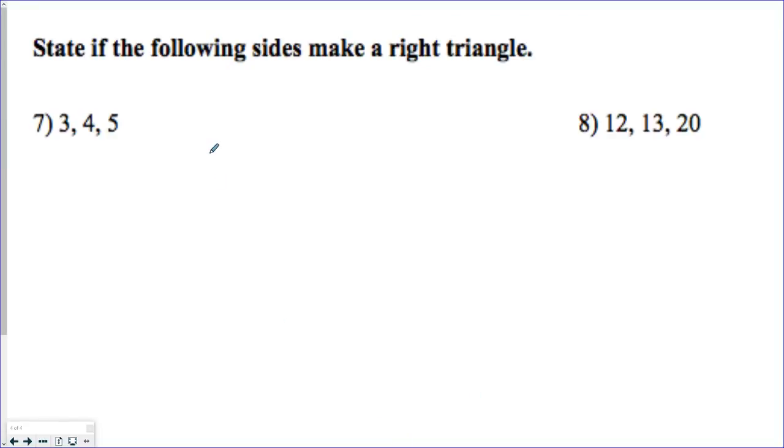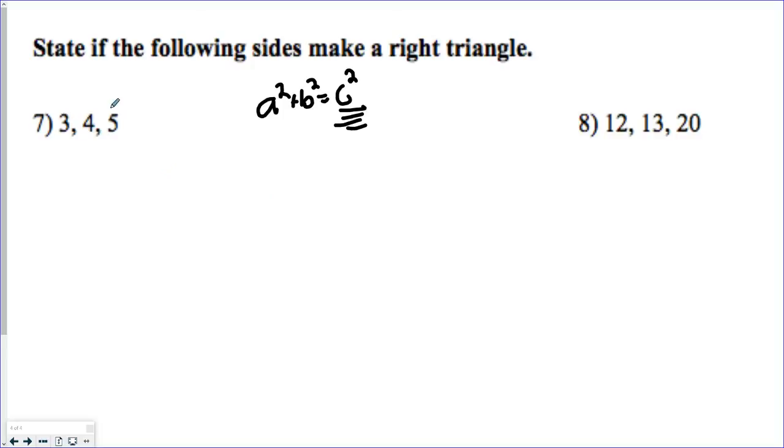And the last two here are basically the reverse of the front page. So in this case, we are given the three sides, and we want to say, do they make a right triangle, or do they fit into this formula? A squared plus b squared equals c squared. Do these numbers make this true? If they do, it's a right triangle. If they don't, then it's not. Now remember, the only rule here is that c is the biggest number.